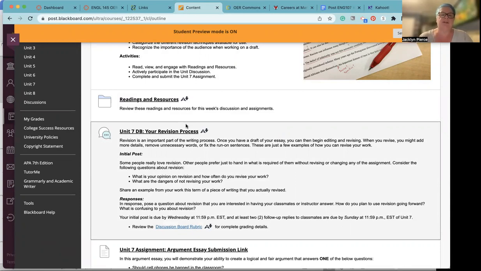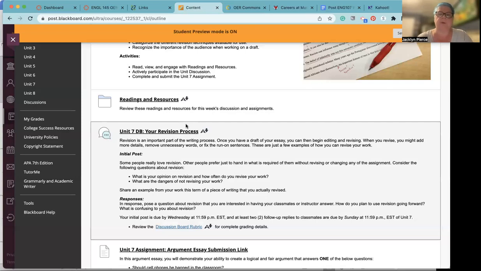Consider the following questions about revision. What is your opinion on revision, and how often do you revise your work? What are the dangers of not revising your work? And you are also asked to, in addition to answering those questions, share an example from your work this term of a piece of writing that you actually revised. So it can be any of our previous assignments. It could be a discussion board. It can be anything. And then, of course, after Wednesday, you will have until Sunday to respond to your classmates.